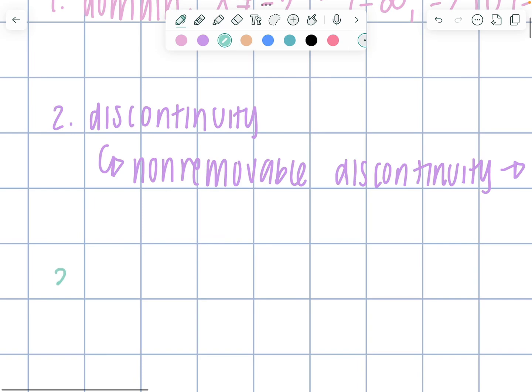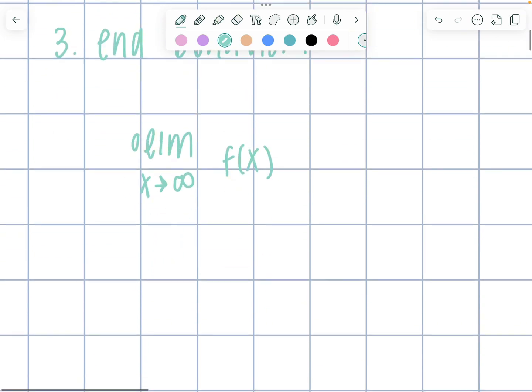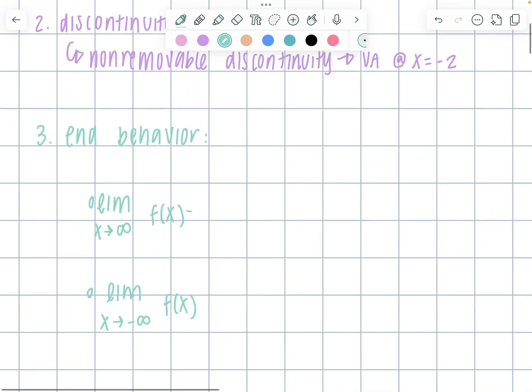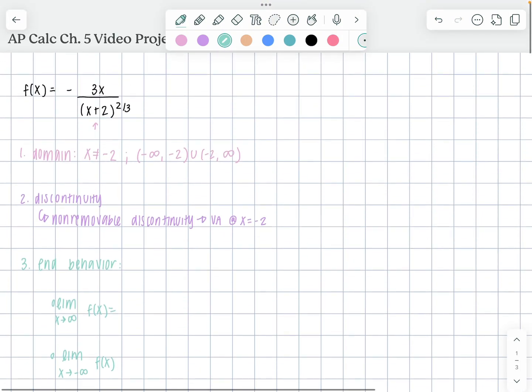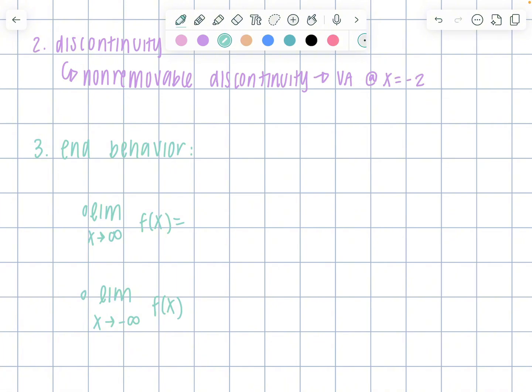Next, we will consider our end behavior. To do this, we will look at the limit as x approaches positive infinity of f of x and the limit as x approaches negative infinity of f of x. When we plug in positive infinity to our original function, it would yield a very large negative number in the numerator and a very large positive number in the denominator. Therefore, a negative divided by a positive yields a negative infinity.